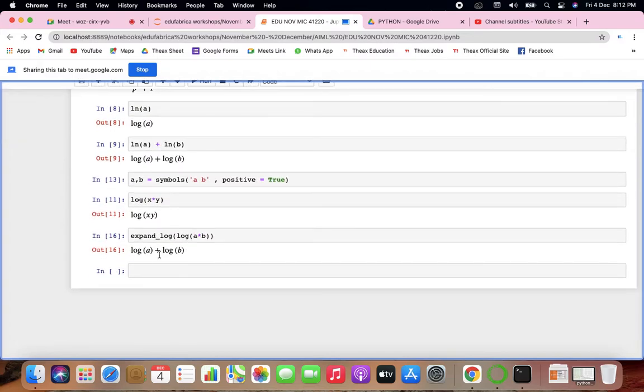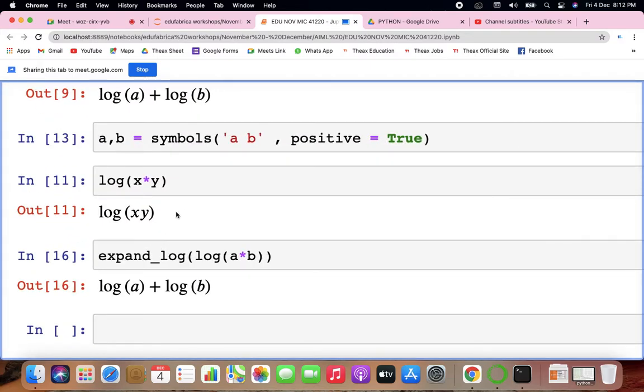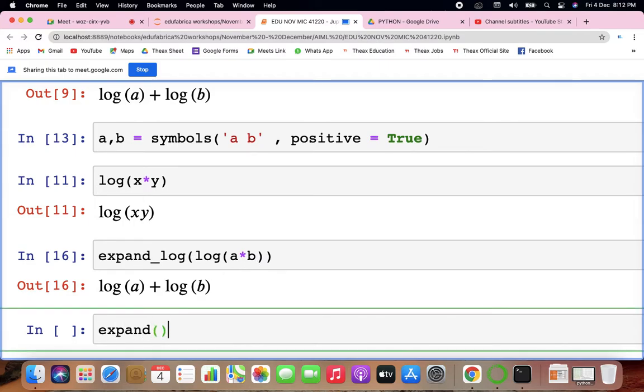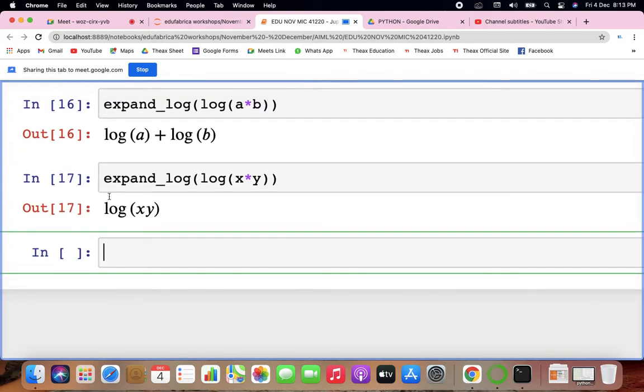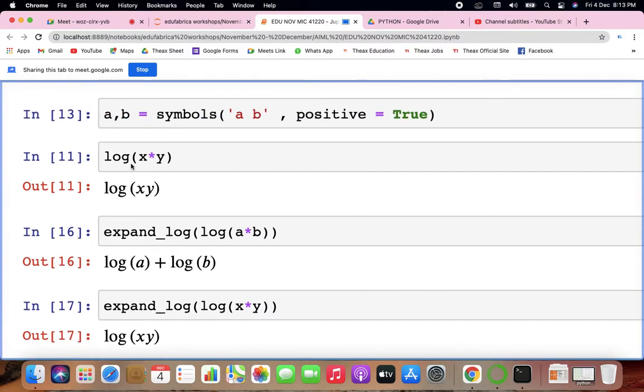Someone asked why we have used positive. Expand log is working over there, right? Sometimes it does not work in this situation. Like if I say log of x plus y, x multiplied by y, it gives just x, y, right? But with a, b, I have declared them positive. These are the positive symbols. So they have given you the answer that log of a multiplied by b is log a plus log b, right?